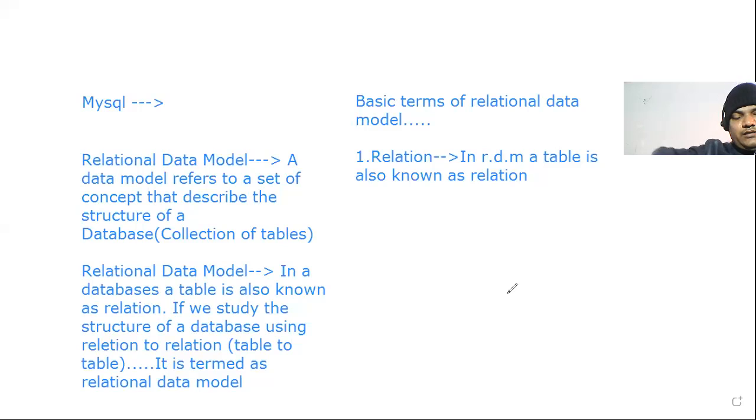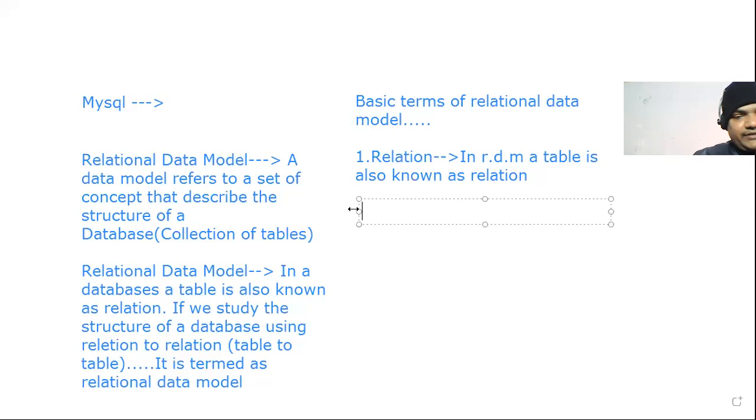Where we are right now, let me show you again. Okay, so the basic terms of relational data model. The first term is a relation itself. So what is the relation? A table in a database is also known as a relation. And what is a table? It stores data in rows and columns.